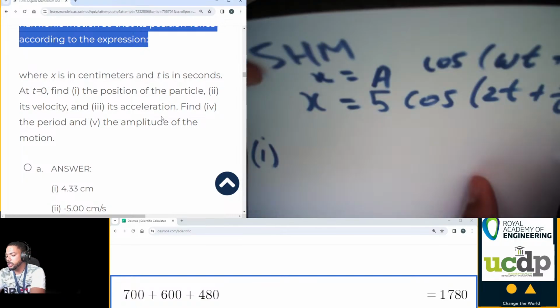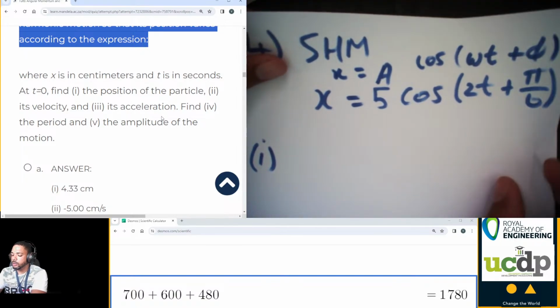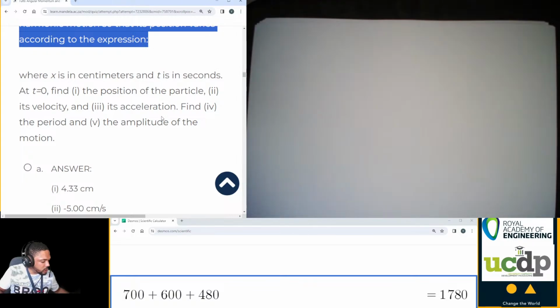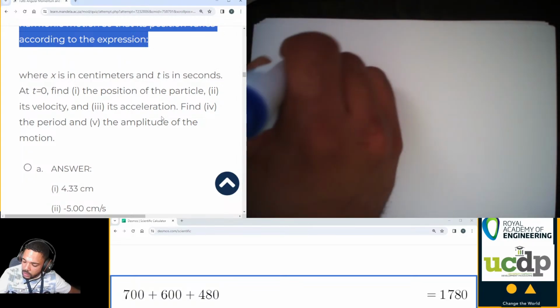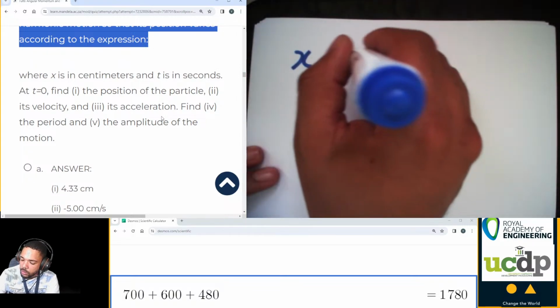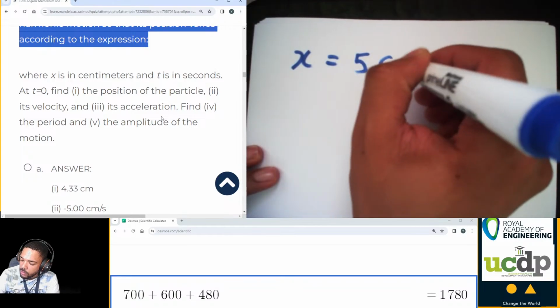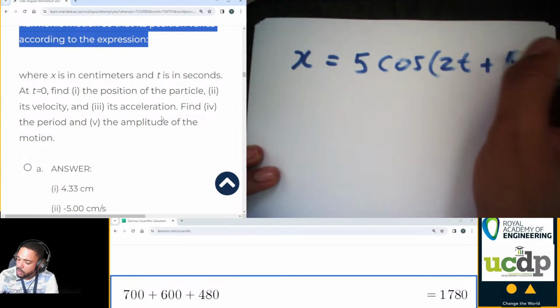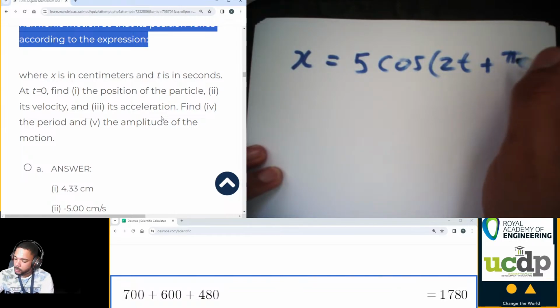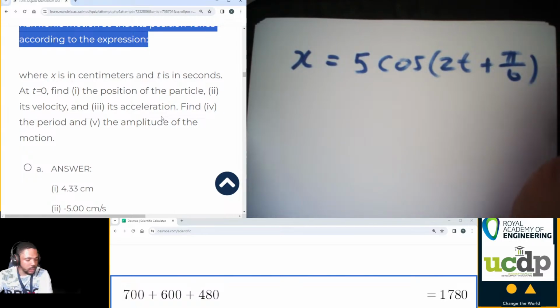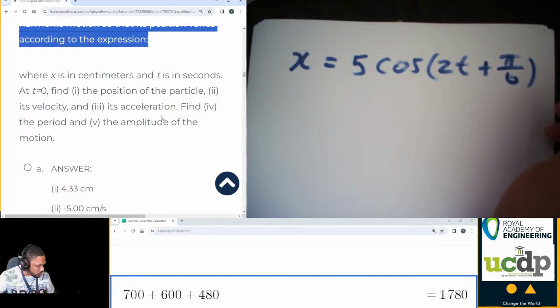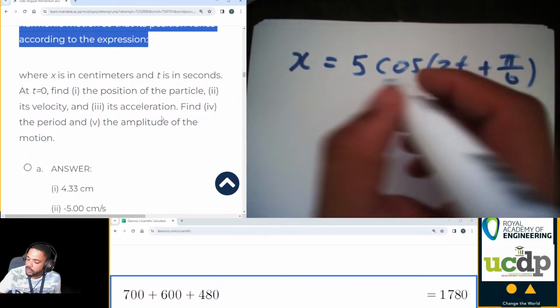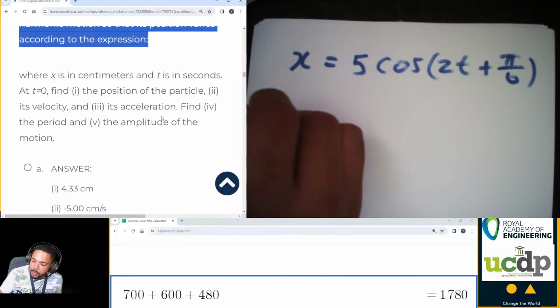Let me rewrite it on the clean page because that now looks messy. So we have an expression: x is equal to 5 cosine of 2 times the time plus pi over 6. Now remember, when it comes to simple harmonic motion, we usually work exclusively in radians.